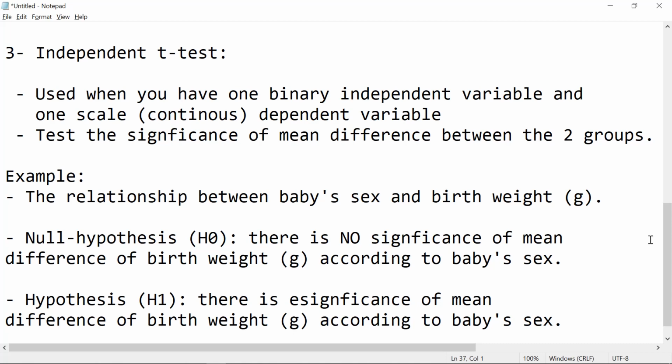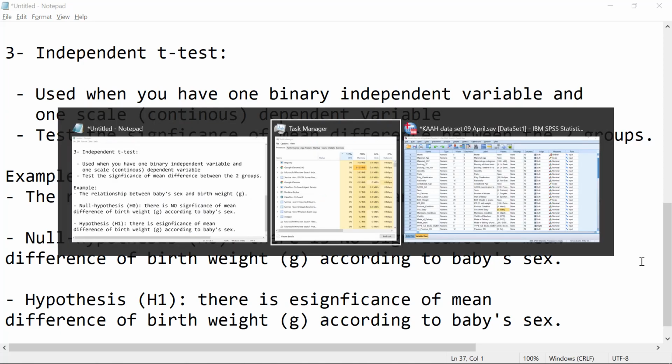But before that, we have to formulate our hypothesis and null hypothesis. The hypothesis in this case: there is a significant mean difference of birth weight in grams according to the baby's sex. The null hypothesis: there is no significant mean difference of birth weight in grams according to the baby's sex. Now we will go to SPSS.